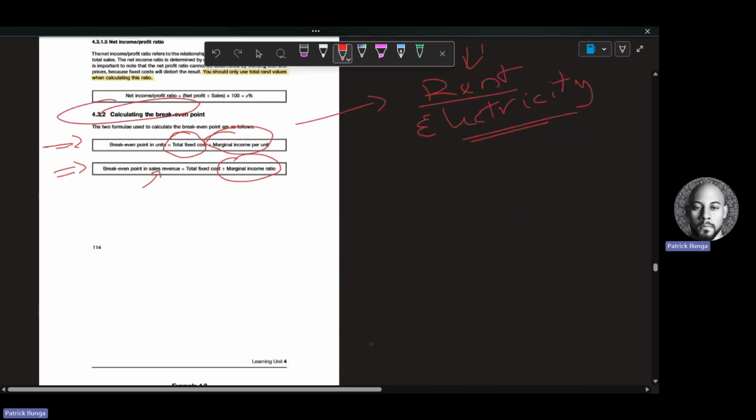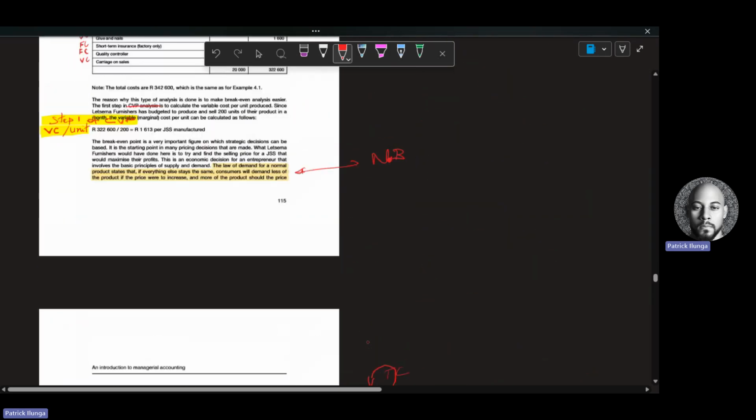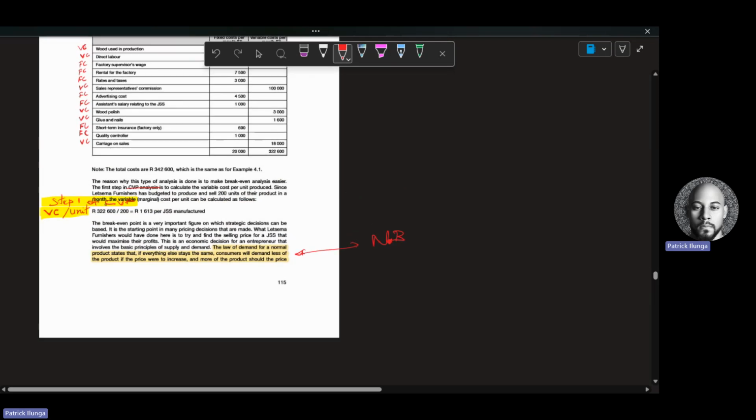And this example that is provided to you is a very good example. Here is the example, right? Remember the same example we did up there. We repeat the same example so that you can follow through, right? But remember the first step of your CVP analysis. So when we ask you to do a CVP analysis, the first step is for you to find your variable cost per unit.